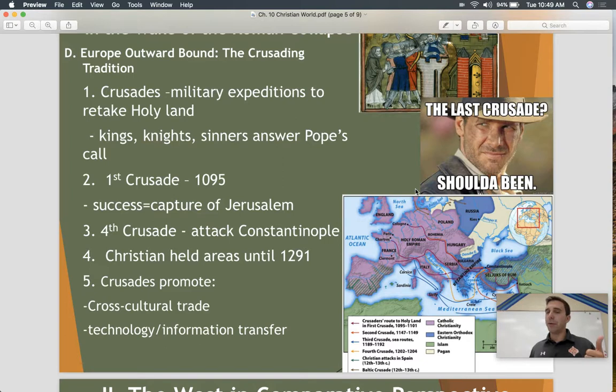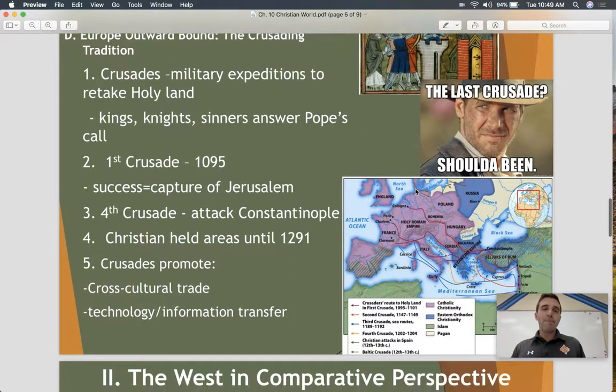There's also one that's called the Children's Crusade that went way astray. Basically, a bunch of kids were supposed to go to the Holy Land. A lot of them got captured along the way. It was a hot mess. So the First Crusade was successful. They captured Jerusalem, the whole Holy Land. The Fourth Crusade, a terrible outcome in the long run.